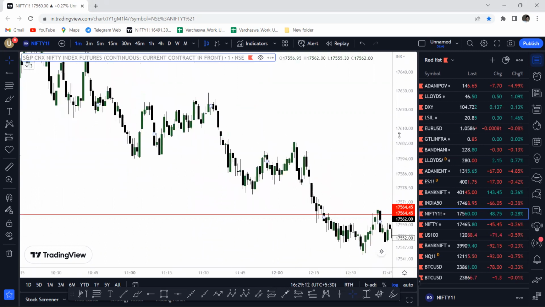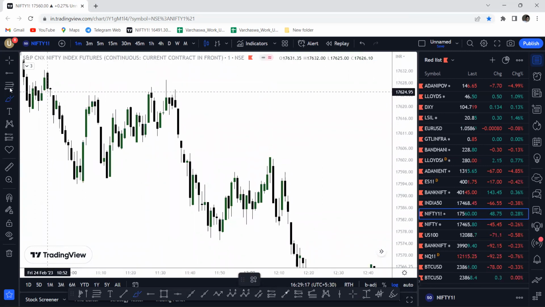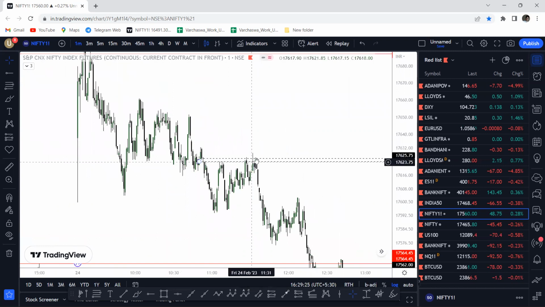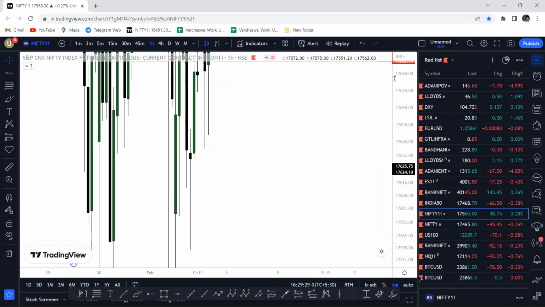Perfect. So see, what did the price do? Right here, there is a gap between candlesticks. Price tested that gap, pushed lower. But understand this, this gap was not enough. There was something else as well. I'll go to the 1 hour time frame.